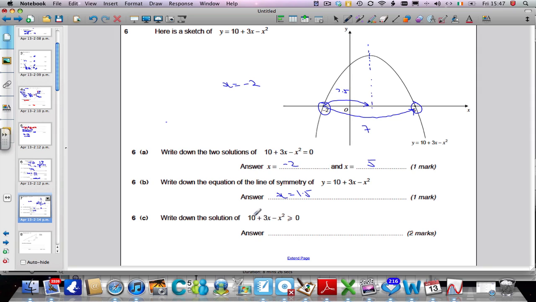Write down the solution to this inequality, greater than or equal to 0. So again, let's go back to our graph, and we can see, where is the graph bigger than 0? Well, it seems to be bigger than 0 when x is greater than or equal to -2 and less than or equal to 5. So the graph is positive all the way in here, and that's when x is greater than or equal to -2, and x is less than or equal to 5.